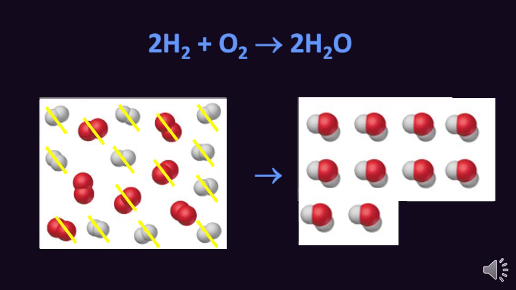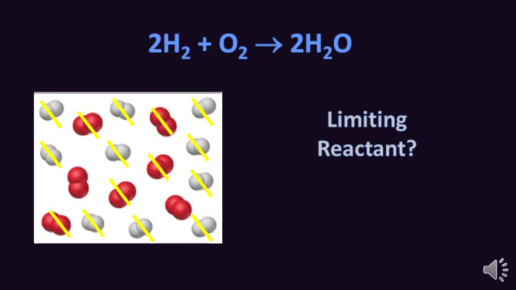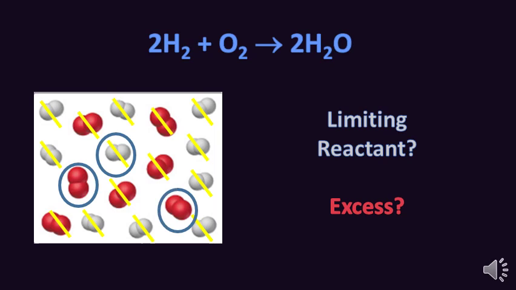Who did we run out of first? That's right, we ran out of the hydrogen first. Therefore, hydrogen is our limiting reactant, and the oxygen then is in excess. Again, our limiting reactant was hydrogen because we ran out of it first. And in excess were the 2 oxygen molecules left over.